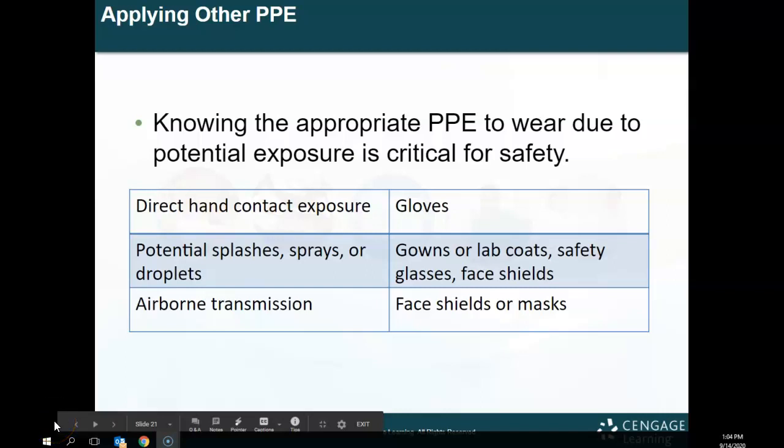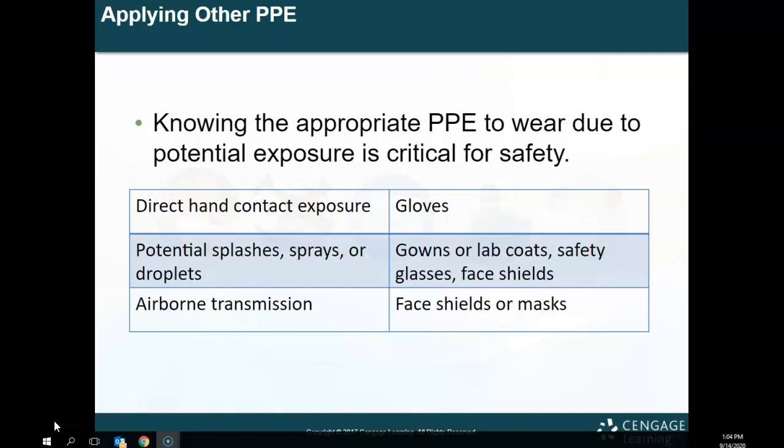Something else that we're going to be learning about is how to put on PPE, which stands for protective or personal protective equipment. You need to know what that acronym stands for. If I at any point in time say PPE, you need to know that it means personal protective equipment, right?